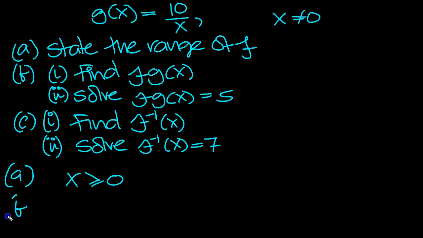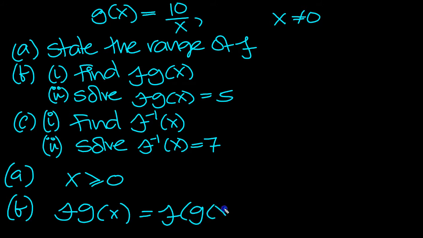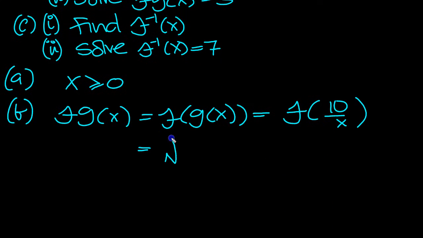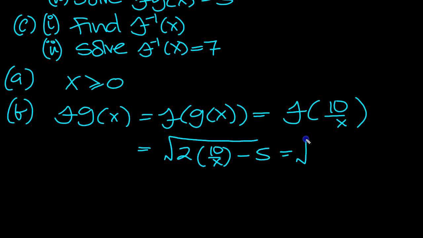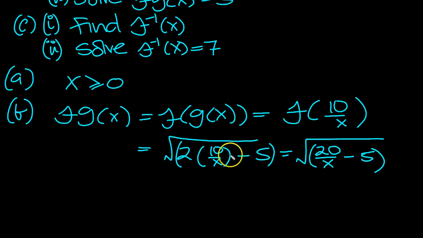Okay, so part B now. Find f composite g. So f composite g of x is equal to f of g of x. G of x is 10 over x, isn't it? So it's f of 10 over x. And f is root 2x minus 5. So it's the square root of 2x minus 5. And our input value of x is 10 over x. So that's equal to the square root of 20 over x minus 5. Okay, that's f composite g.